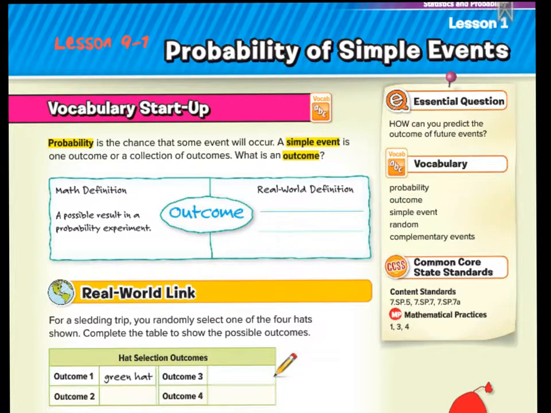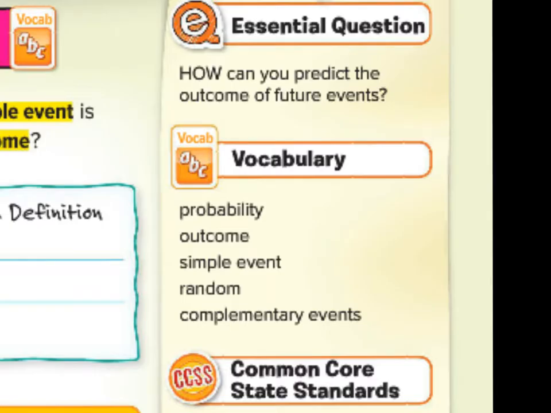Hello everyone, welcome to lesson 9-1, Probability of Simple Events. When working with probability, we have to answer the question, how can you predict the outcome of future events? And for vocabulary, we will look at probability, outcome, simple event, random, and complementary events.